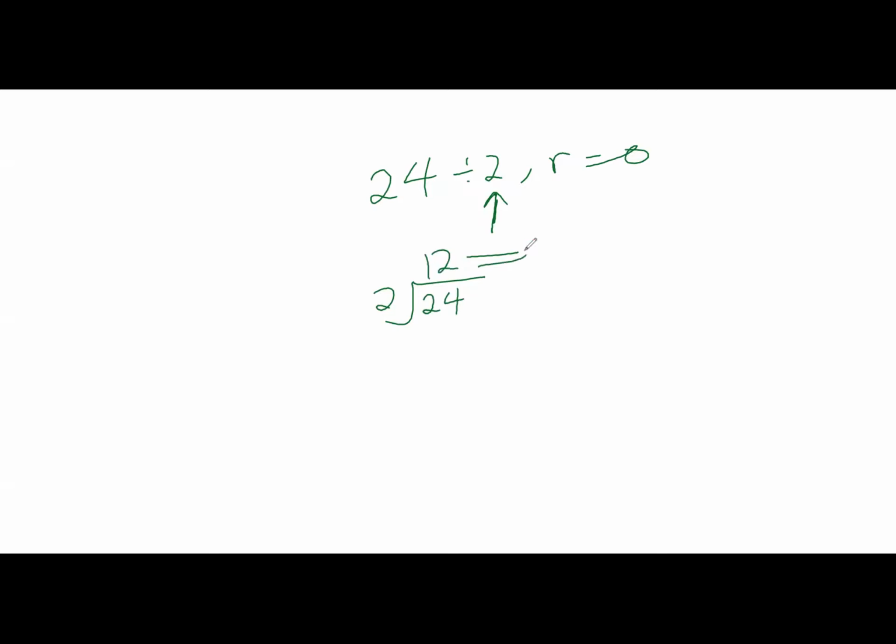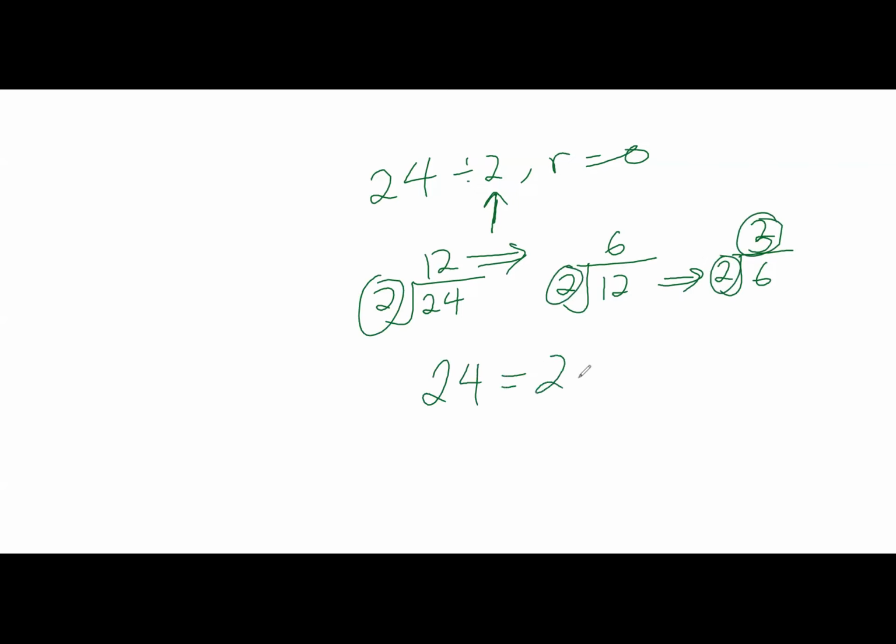So 12 again, you break it down. You find one factor, you divide it, you get 6. Then you break it down again. 2 again can be used to break it down. You get 3. So you see that these are all the factors. Then you write that 24 is 2 times 2 times 2 times 3. So this is the factorization. That's what we are trying to do here.